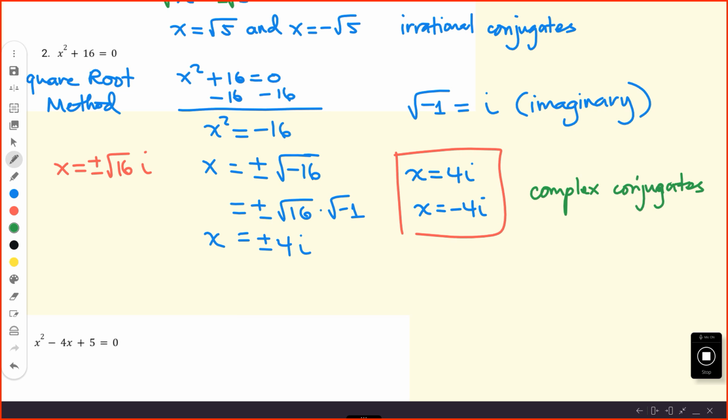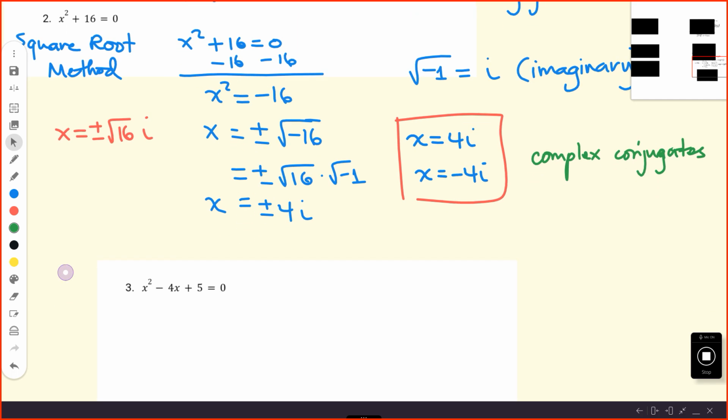The first part is your irrational conjugates. These are your complex conjugates. I'm just defining the terms and the values. Again, conjugates come in pairs. It can happen with irrational conjugates and complex conjugates.